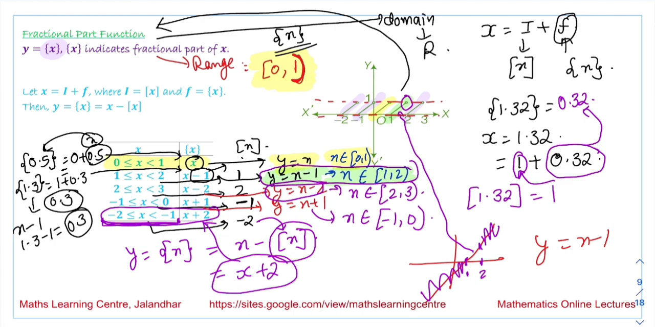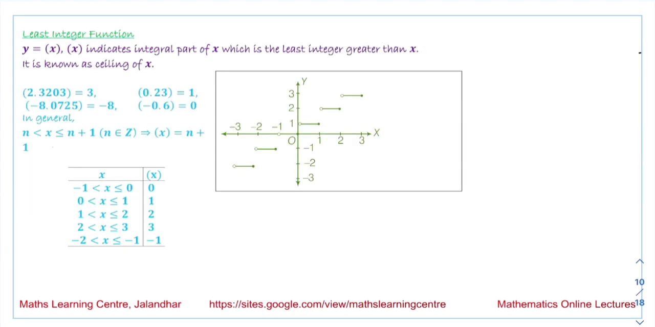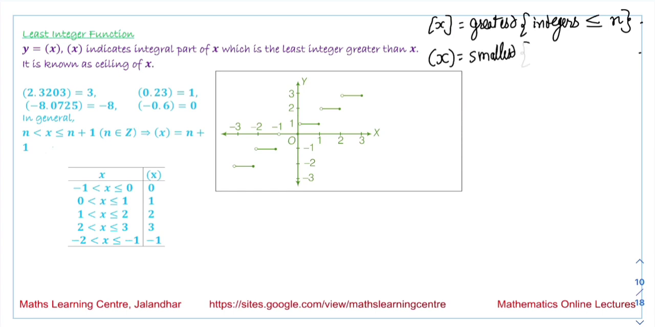Next we are talking about the least integer function. When we are talking about the greatest integer function, we are saying it is the greatest of all integers which are less than or equal to x. When we are talking about the least integer function, we are saying the smallest or least value out of the integers which are greater than or equal to x.